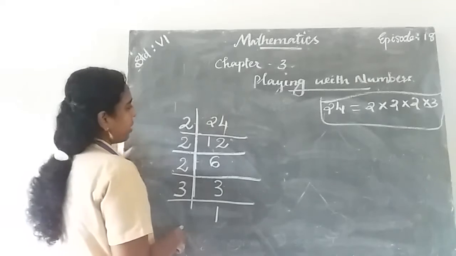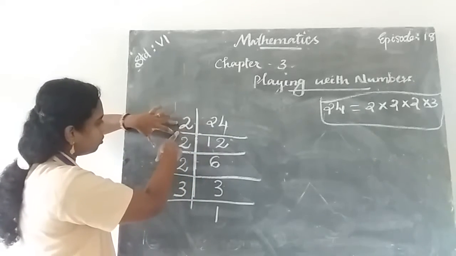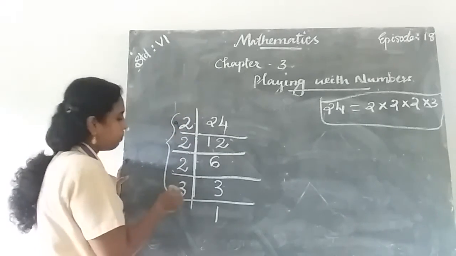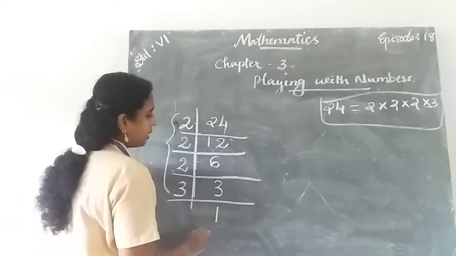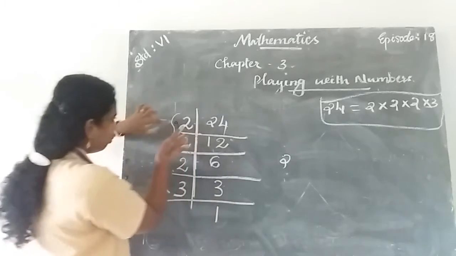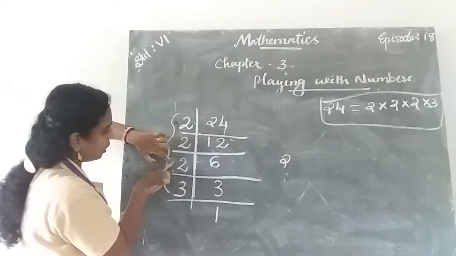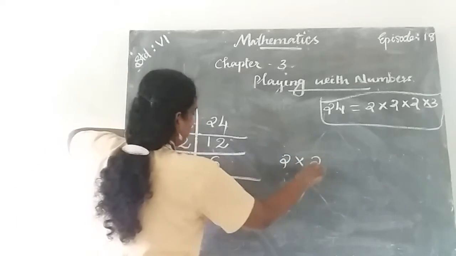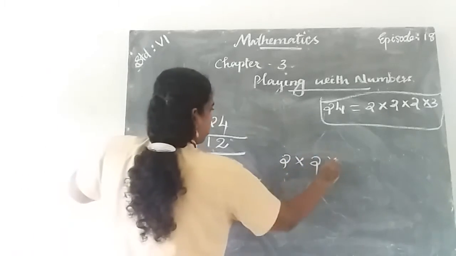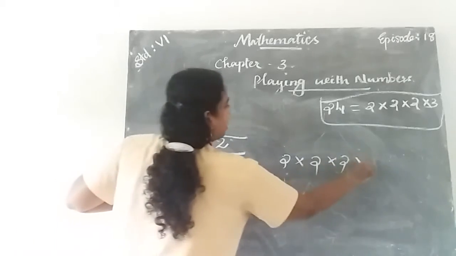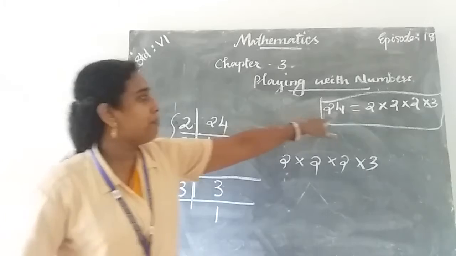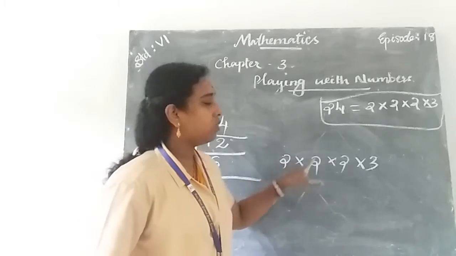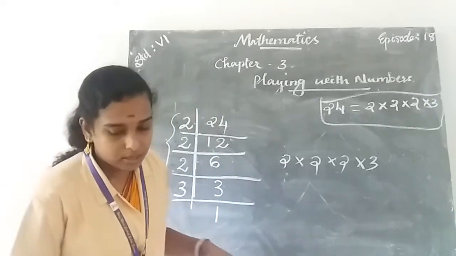So we can write the prime factorization of 24 as the product of 2 into 2 into 2 into 3. So we take the product of the prime numbers. Next we divide by 2, then the next is 2, then here we use 3. So we get the same answer, 2 into 2 into 2 into 3, by the division method.